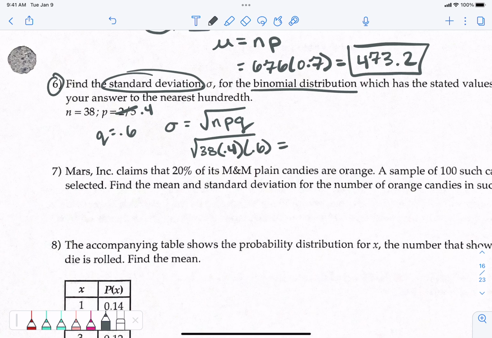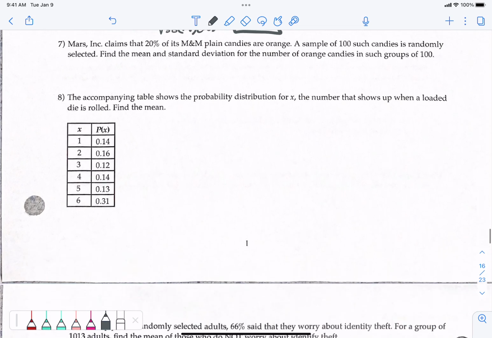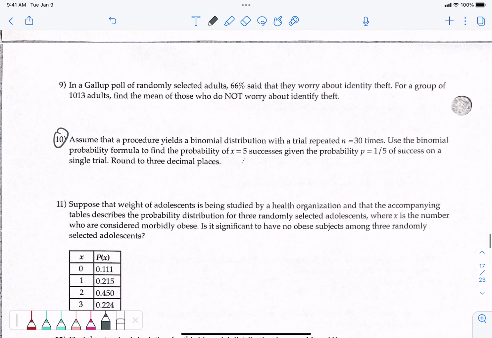Anybody got the answer? 3.02. Yeah, 3.02. Yep, that sounds good. Okay, good? Questions about that? Standard deviation. All right, let's go to number 10.